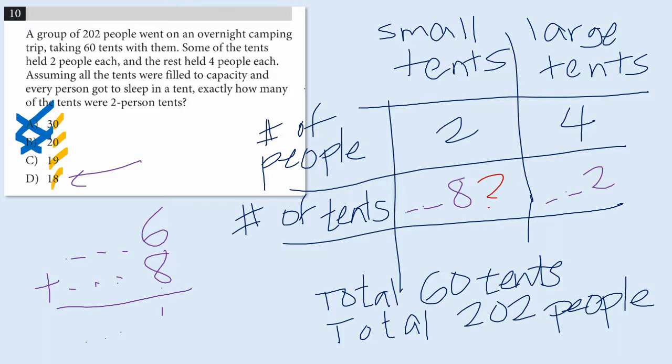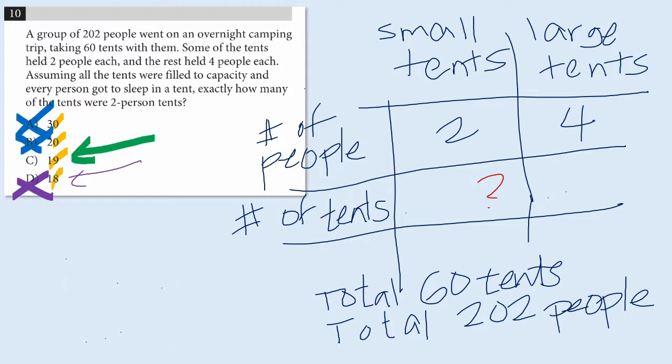And again, our target is 202 people. So we know that D cannot be the correct answer. So at this point, we know that through process of elimination, C is the correct answer. So just to practice this strategy again, let's apply this same trick to 19. So if 19 were the number of small tenths, that number ends in 9.